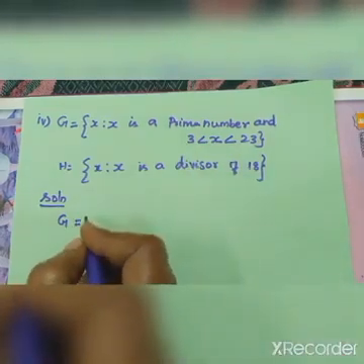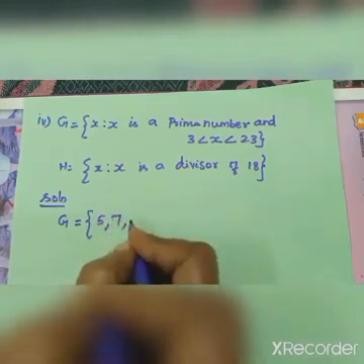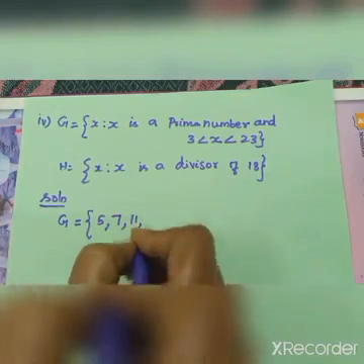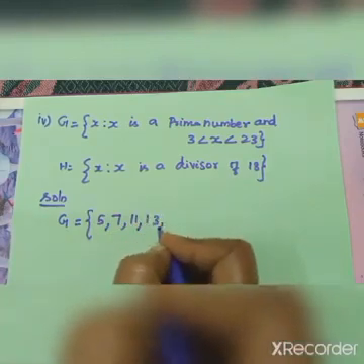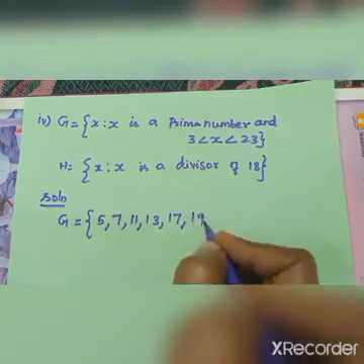After 3 we have 5. Then 7. Next prime number 11. Next 13. Next 17. Next 19. Okay.